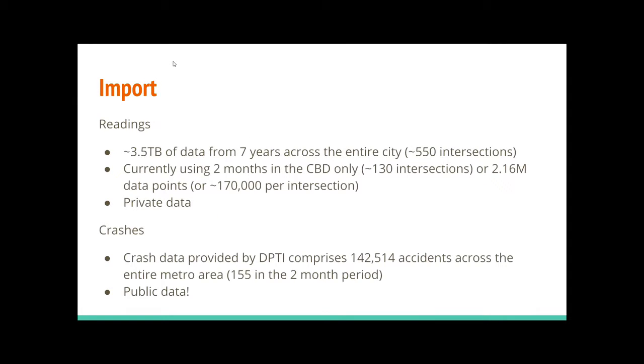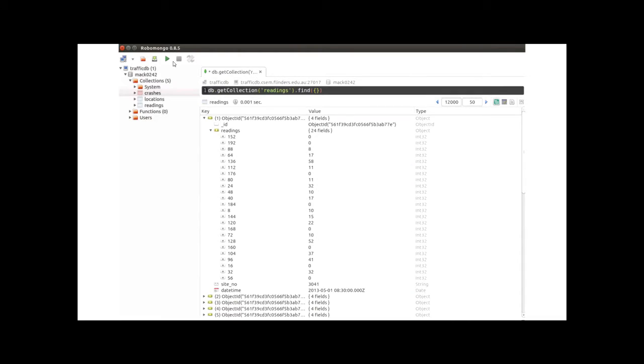We've currently got 3.5 terabytes of data from 7 years, at 5-minute intervals. But for now I'm only looking at a 2-month period, which is about 130 intersections or 170,000 data points per intersection. This is private data, so you don't have access to it, sorry. We also use crash data to verify our anomaly prediction, and there are 142,000 incidents. But in the period we're looking at, there are only 155, and this is public data, and you can get it from data.sa.gov.au.